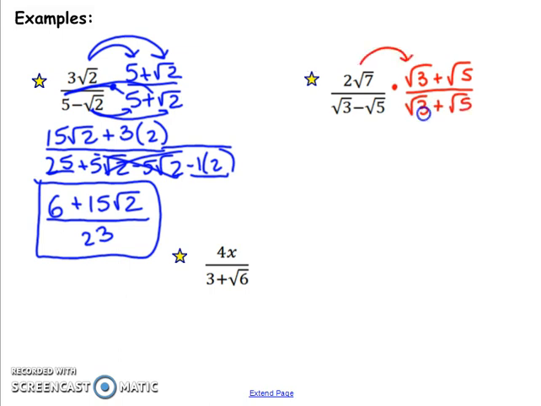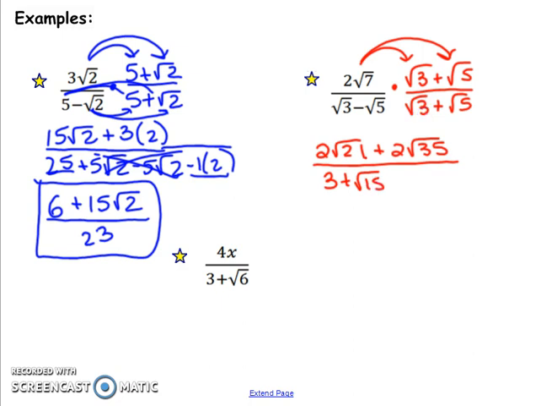So we're going to distribute 2 radical 7 times radical 3. So we have 2 radical 21. 2 radical 7 times 5, radical 35. In the bottom, radical 3 and radical 3 is 3. Radical 3 and radical 5 is radical 15. Negative radical 5 and radical 3 is negative radical 15. Negative radical 5 and radical 5 is negative 5. So again, these cancel out on the bottom.